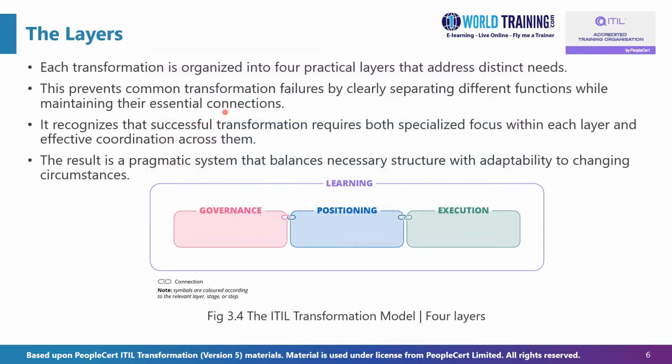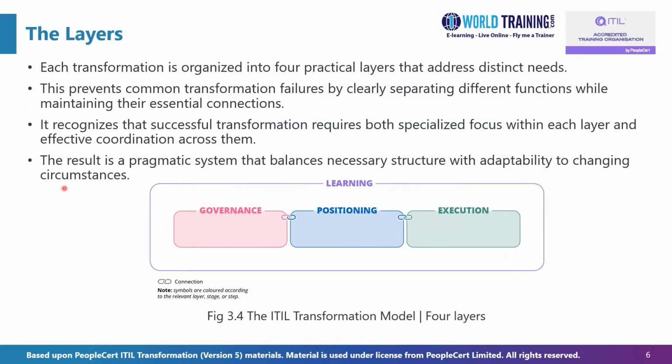Then we have the layers. So more about these, just to get clarity. Each transformation is organized into 4 practical layers that address distinct needs. This prevents common transformation failures by clearly separating different functions while maintaining their essential connections. And it recognizes that successful transformation requires both specialized focus within each layer and effective coordination among them. The result is a pragmatic system that balances necessary structure with adaptability to changing circumstances.